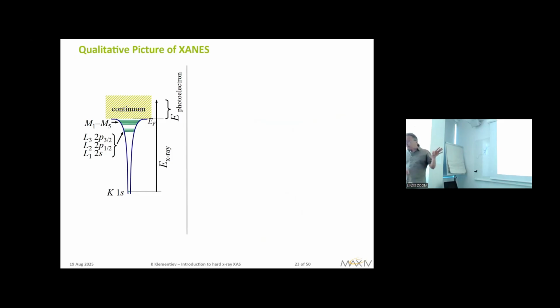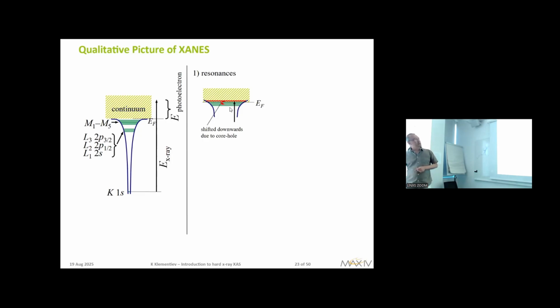Then we'll come to considering what can be learned from XANES and NEXAFS in the soft X-ray region. So this picture I've already shown. This is a schematic potential and potential levels of electrons in an atom. And then what can happen if we tune our energy close to the edge? This is where we have the XANES spectrum.